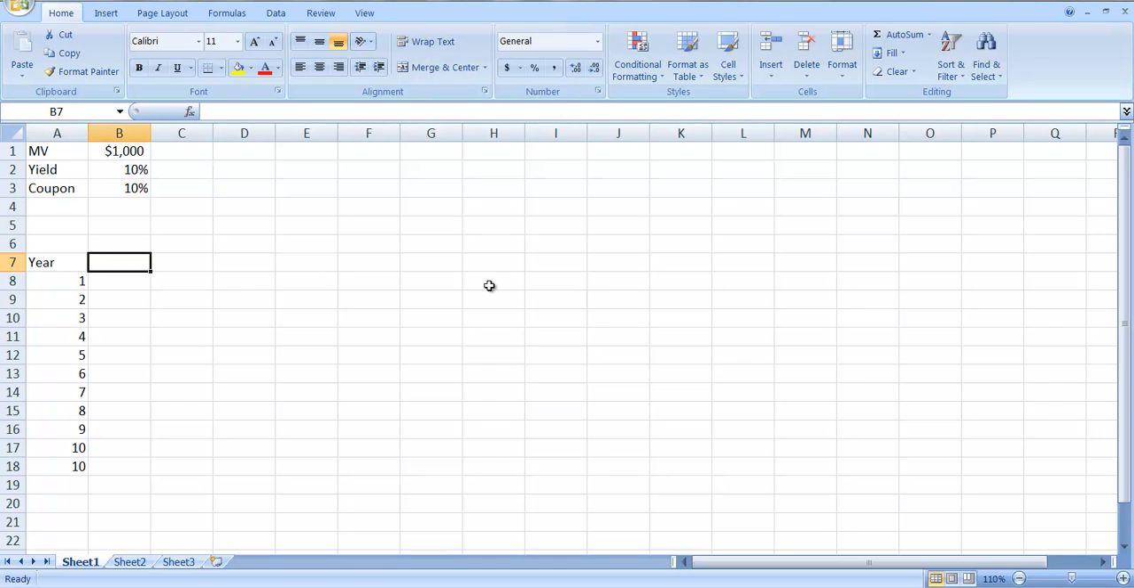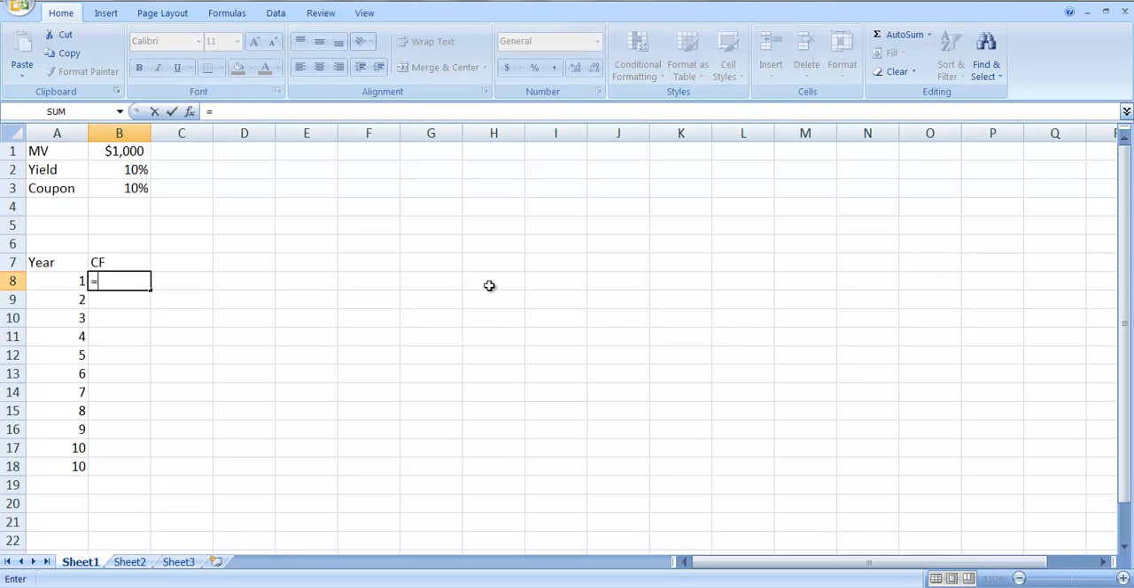So right here, I need to know what the cash flows are. And what are the cash flows? Well, we know that you're going to get a coupon, an interest payment, and the coupon is going to be the coupon rate of 10% times the maturity value. So I could just type in 100, but then if I wanted to change the coupon rate, I'd have to redo the whole calculation. By using a formula, it's much more effective.